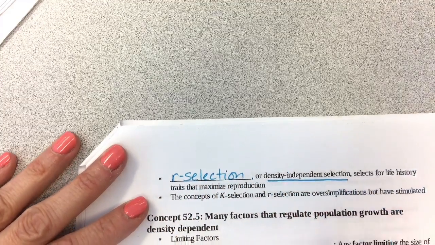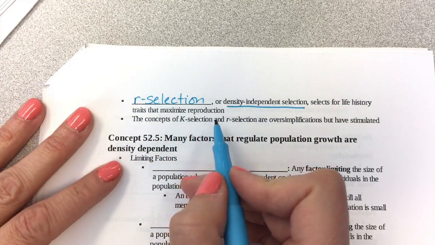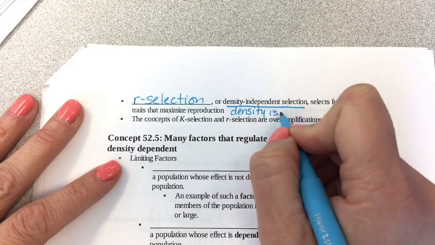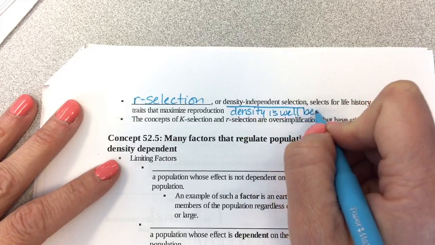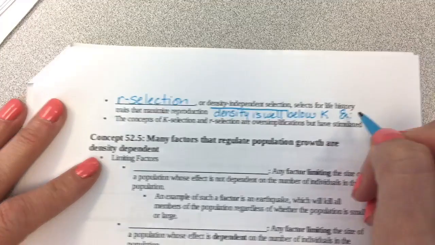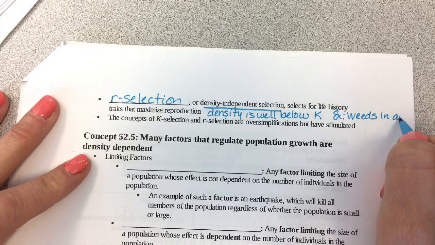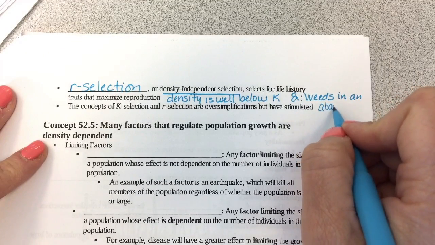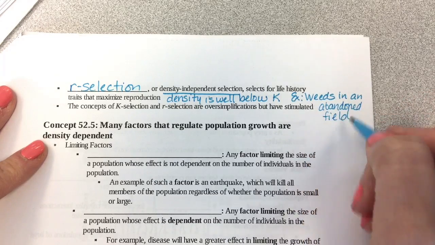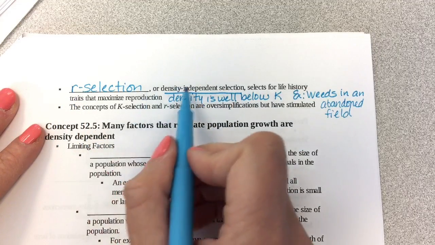Versus r selection, or density-independent selection, which selects for life history traits that maximize reproduction. So density, that's right here, density is well below carrying capacity. An example would be weeds in an abandoned field, a population where the density is well below carrying capacity.